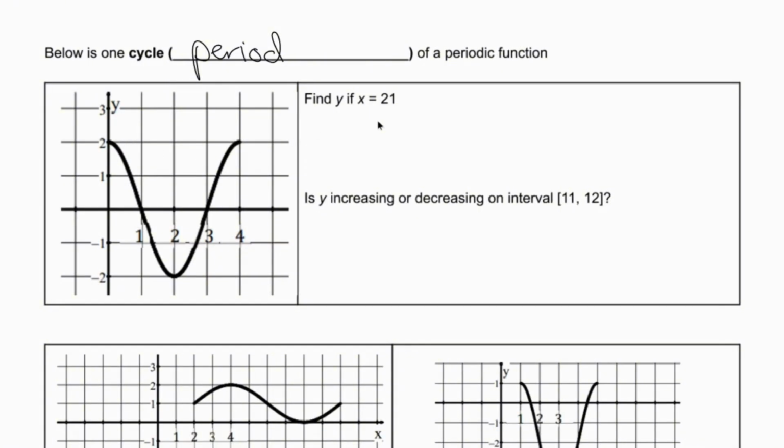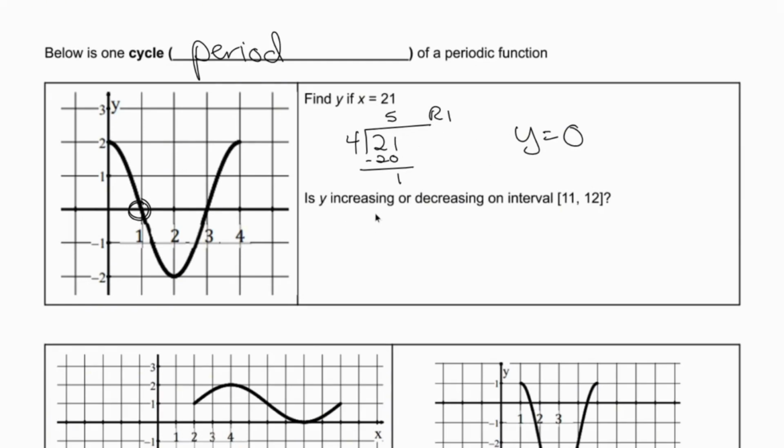So what would happen at 21? Well, it would behave just like if you were to divide 4, my period, into 21. The remainder would tell you how it behaves. So I'm going to do 21 divided by 4, which is 5. Multiply 5 and 4, you get 20. Remainder is 1. So your remainder is exactly the placement where it would be if it was on the original problem. So since my remainder is 1, at 1, we're at 0. So y would equal 0 at 21.